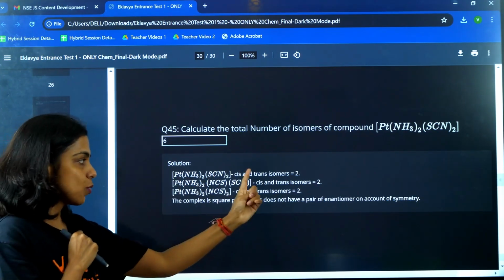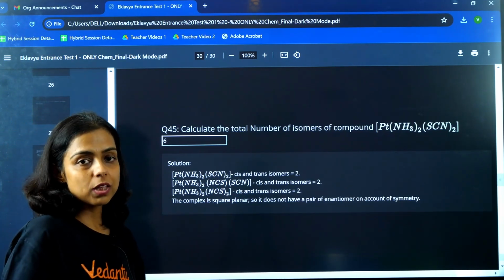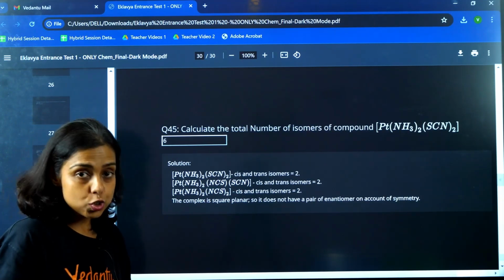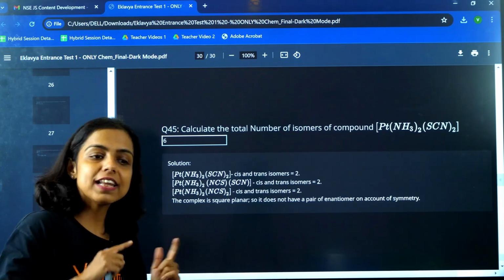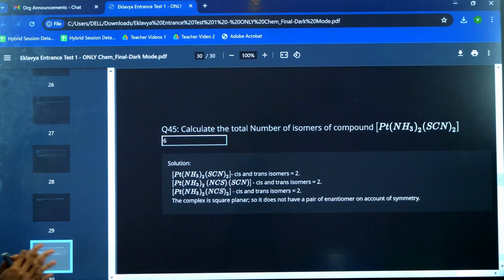2, 1 cis 1 trans if both are, you can say, thiocyanate. 2 if both are isothiocyanate, and 2, 1 cis 1 trans if one is thiocyanate and another is isothiocyanate. So the total is, of course, we have the answer as 6.